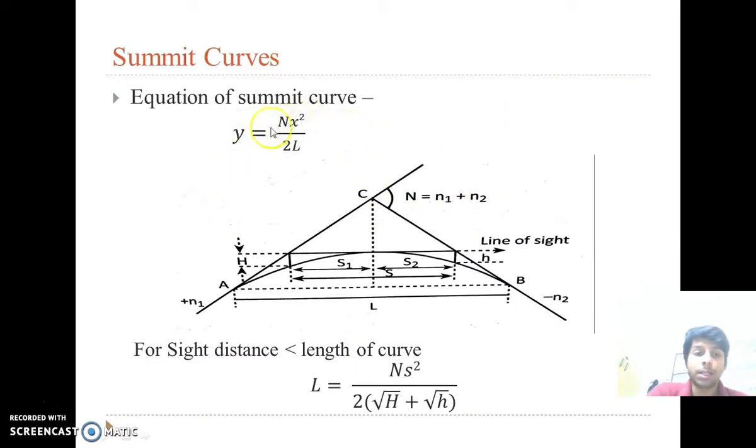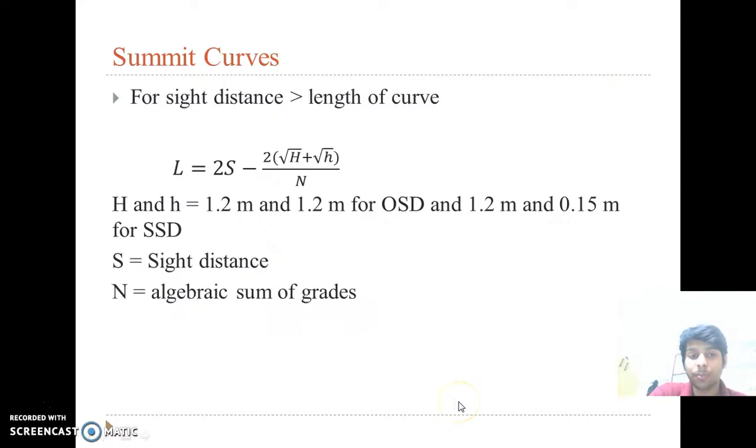So by considering this equation, when the stopping sight distance is smaller than the length of curve, because we are considering this stopping sight distance on the curve. So this equation is valid when the stopping sight distance is less than the length of curve, which is L equal to N square upon 2 under root H plus under root small h.